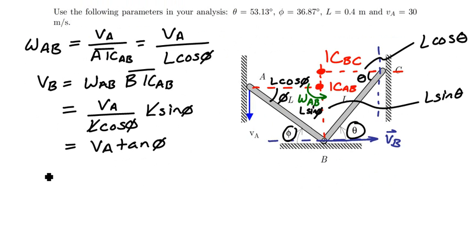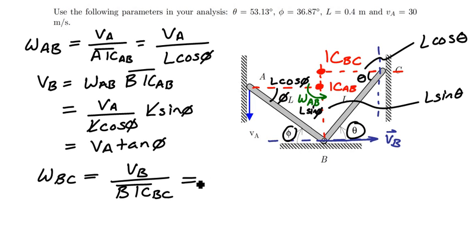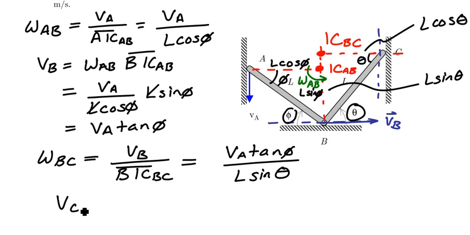To start, I'll note that the angular speed of BC will equal VB divided by the distance between point B and the instantaneous center of bar BC. If I work this out, this is going to give me VB, which is VA times the tangent of the angle phi, divided by L times the sine of the angle theta. I can then use that to find the speed of point C, which is all I'm asked for, by noting that the speed VC will equal omega BC times the distance between point C and the instantaneous center of bar BC.